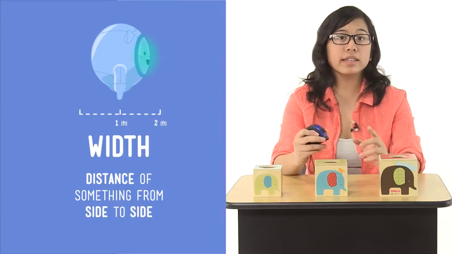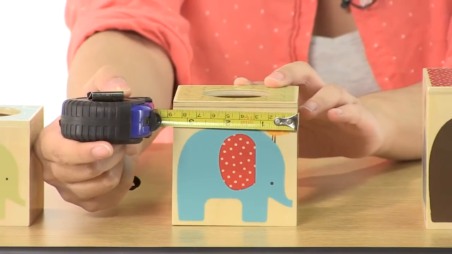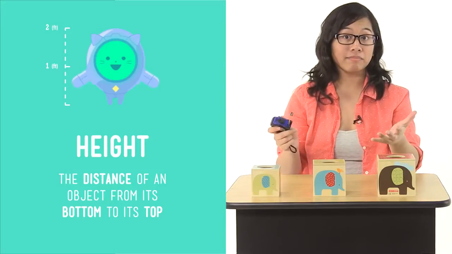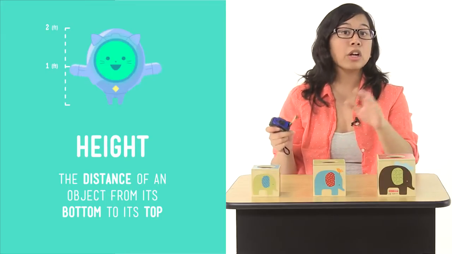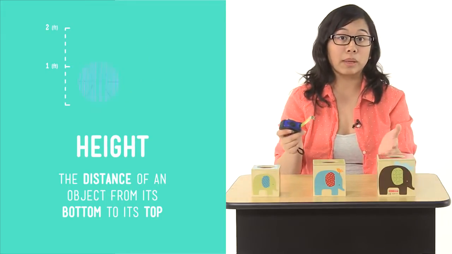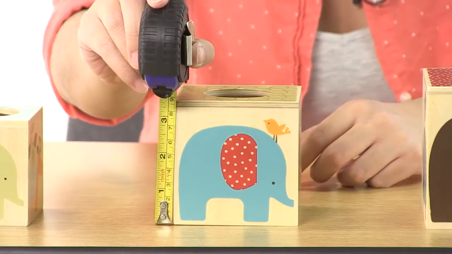Width, meanwhile, is the distance of something from side to side, and its width is 8.5 centimeters. Height. That's an easy one. It's the distance of an object from its bottom to its top, not to mention a major factor in being able to play basketball successfully. And the height of this block is 9 centimeters.